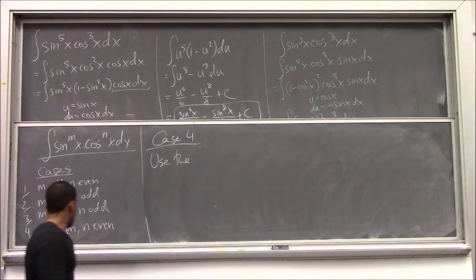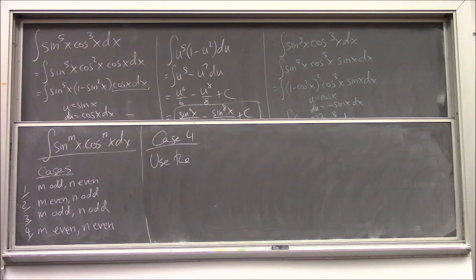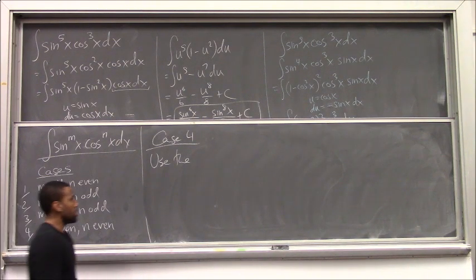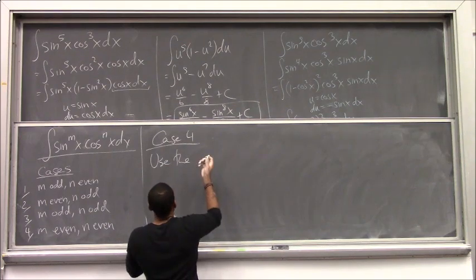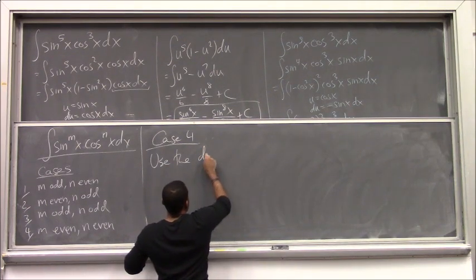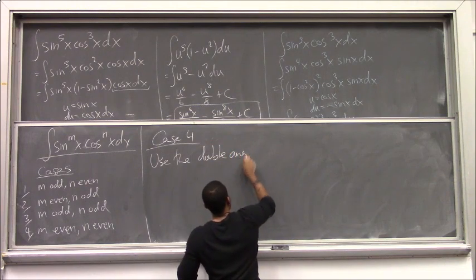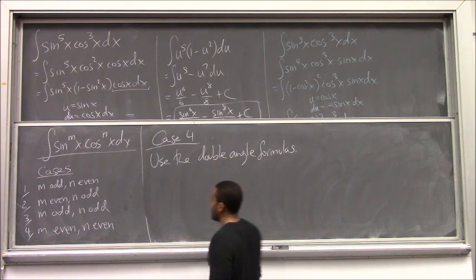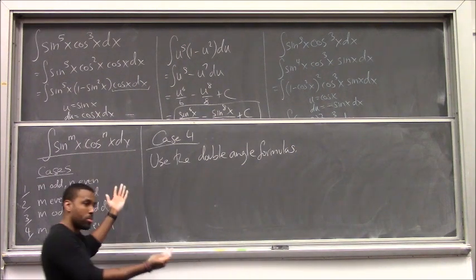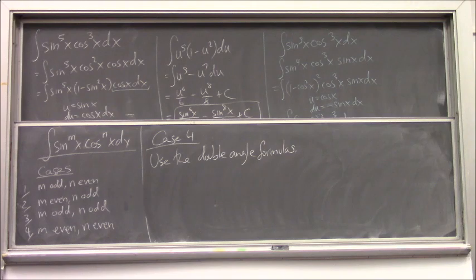So, right when they're both even, what you're going to do is use a different identity. You're not going to use the cosine squared plus sine squared equals 1. You're going to use these double angle formulas slash half angle formulas. They're the same formula. I never know which one to call that equation. Let's call it the double angle formula. Which we all remember from Calc 1 and pre-calc and algebra.